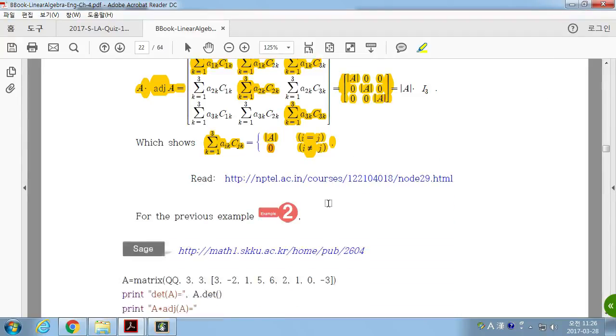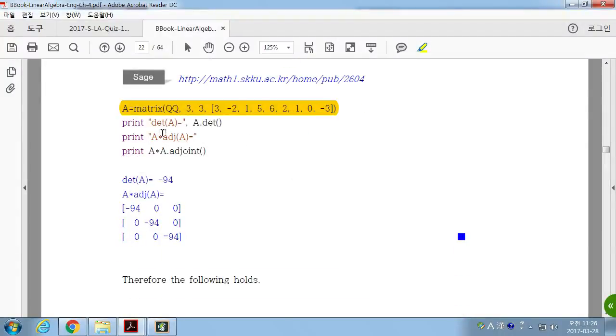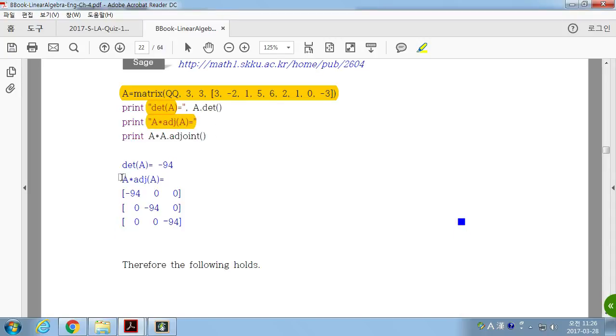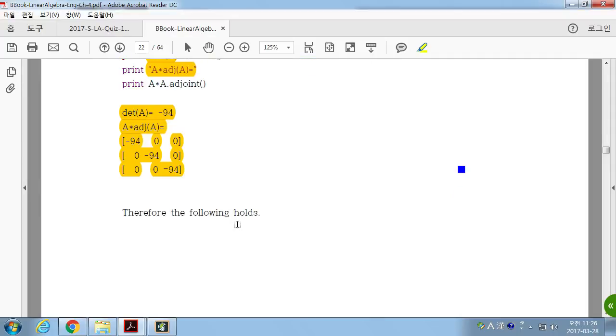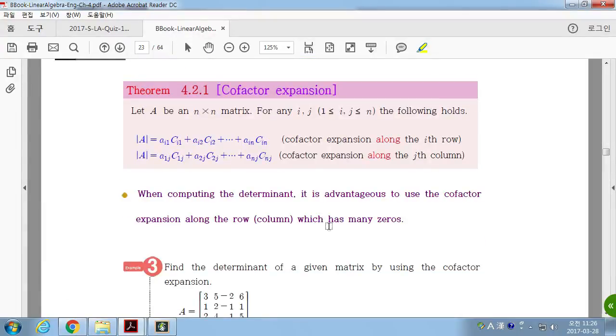With this, if we define a matrix A, find the determinant of A, and also find A times the adjugate of A, then A times the adjugate of A turns out to be a scalar matrix whose diagonal entries are minus 94, which is the determinant of A. If you define a larger size matrix, then you will see the same result, which shows the above fact is true.